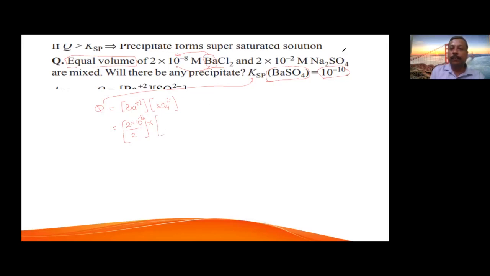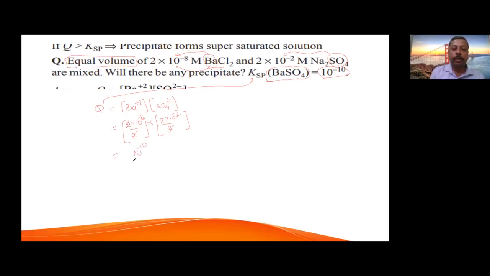Sulfate we are getting from the sodium sulfate. So its concentration is 2 into 10 to the power of minus 2, again equal volumes, therefore divided by 2. Now it is your duty to find the concentration, but I am doing it. So 10 to the power of minus 10.